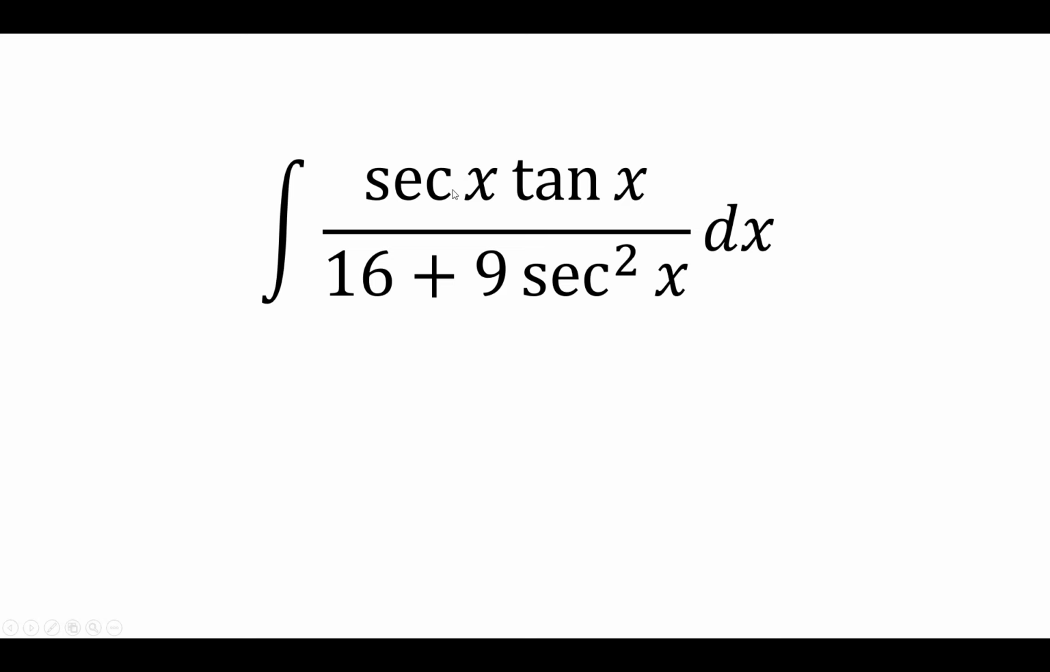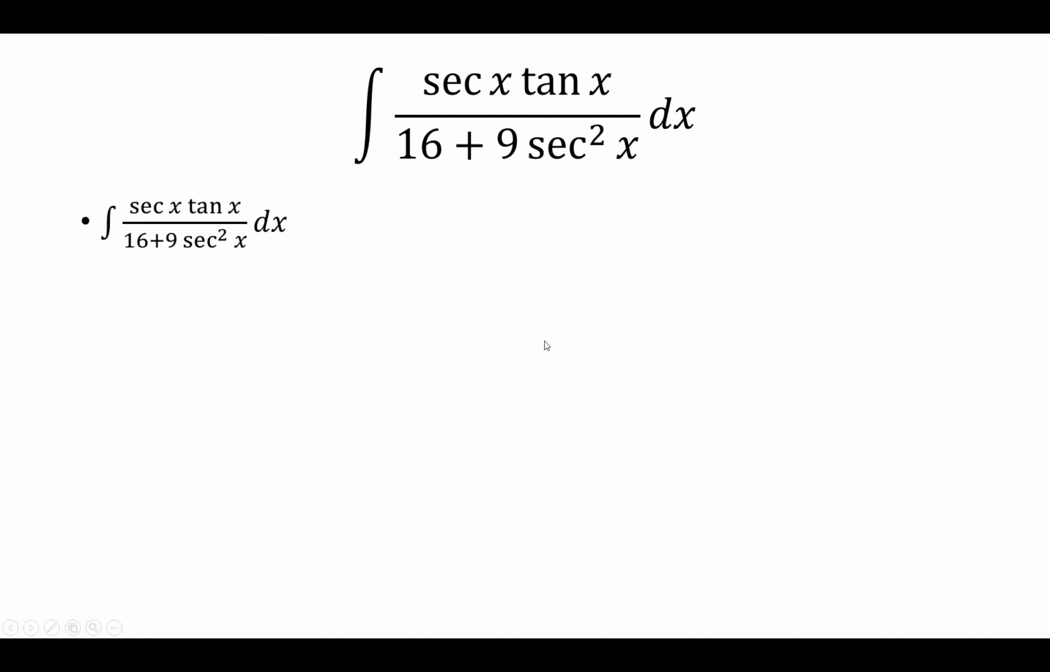In this video, we want to integrate secant times tangent over 16 plus 9 secant squared. So let's first notice we have secant tangent and secant here. So why don't we let u equals secant x, du is secant x tangent x. So the top becomes du, and the bottom we have 16 plus 9u squared.